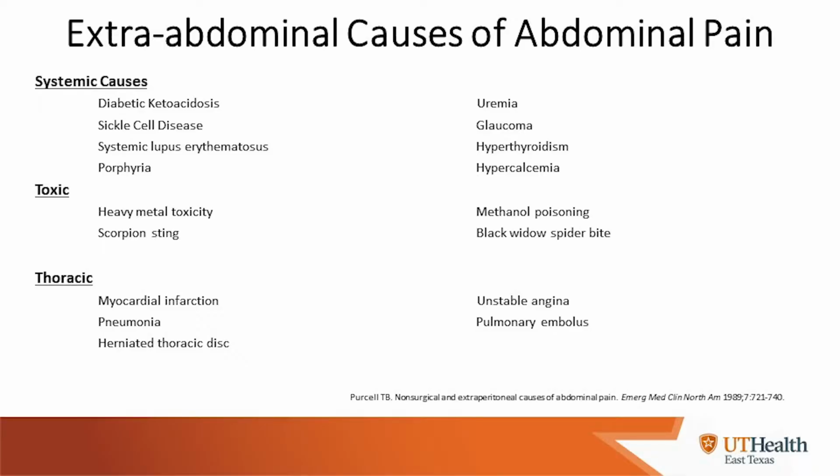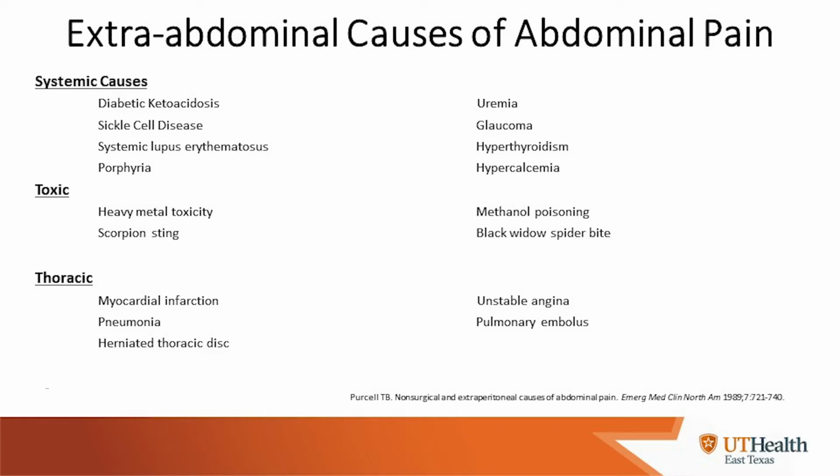Some of the toxic causes, such as heavy metal toxicity, mercury poisoning, some less commonly encountered things such as scorpion stings, which can cause pancreatitis, methanol poisoning. Methanol is a distillate byproduct that people who make their own alcoholic beverage may have methanol contamination of the substance. Black widow spider bites can also cause toxic precipitation of abdominal pain.